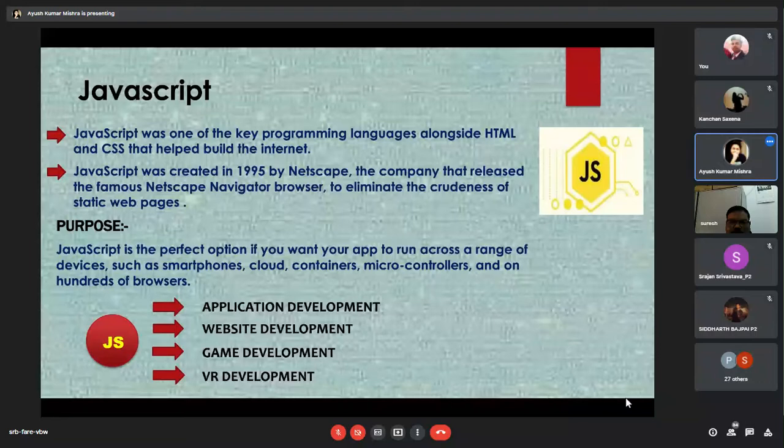JavaScript, from 1995, is a perfect option if you want your app to run across a range of devices, such as smartphones, cloud computers, cloud containers, microcontrollers, and on hundreds of browsers. What are the objectives of JavaScript? Application development, website development, game development, and VR development.